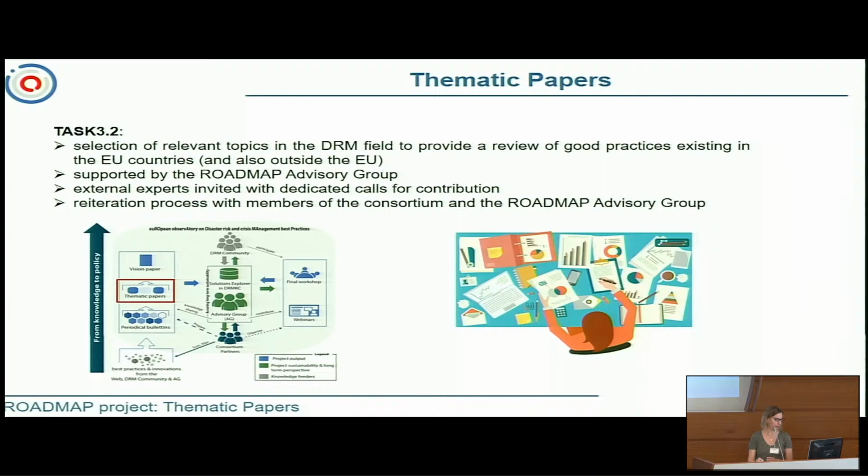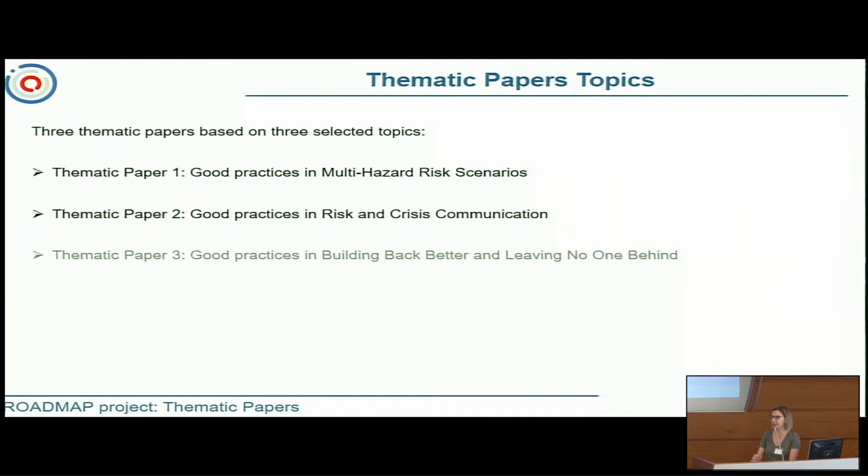These are the three topics distilled from the long list the proposal had. We thought that these were very interesting and to some extent up-to-date topics that Roadmap was able, with expertise inside and outside, to fulfill. The first one looked at good practices in multi-hazard risk scenarios. The second one, good practices in risk and crisis communication, and they are both published. The third one is almost finished, will be published by the end of the project period. It concerns building back better and leaving no one behind, and still good practices is the main issue developed there.